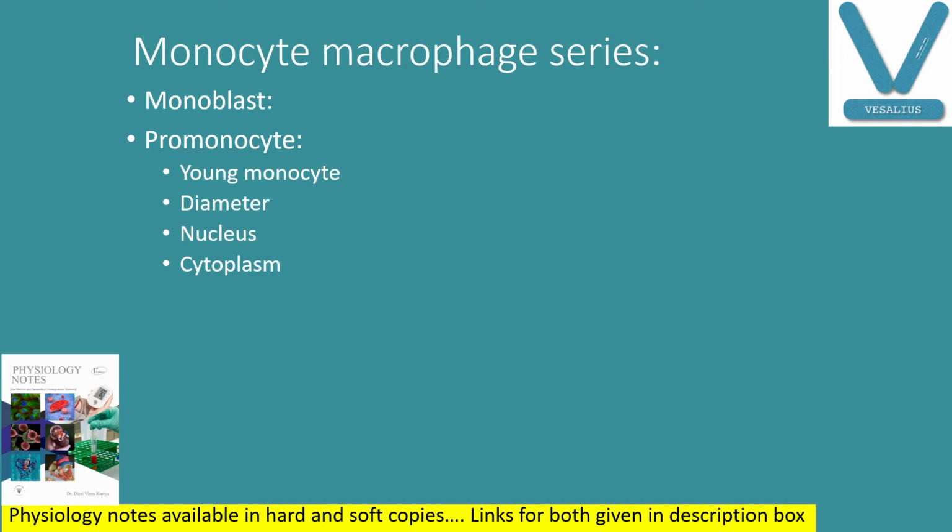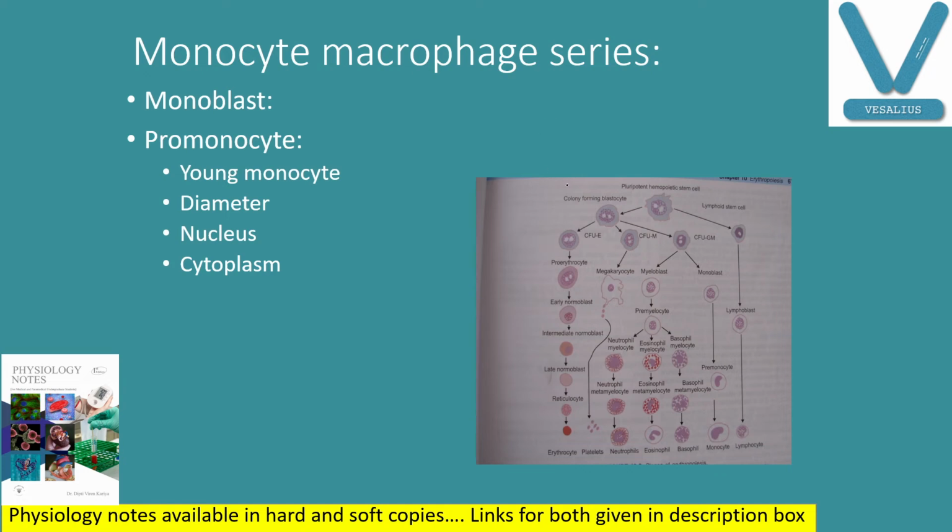Next is the monocyte macrophage series. We have discussed that myeloblast produces neutrophil, eosinophil, and basophil. Now what about monocyte? For that we have this series, having monoblast first. Then this monoblast matures to form promonocyte, and from promonocyte, monocyte is formed. Monoblast is large, with a structure similar to myeloblast. These two have similar structure: myeloblast for myelocyte and monoblast for monocyte.